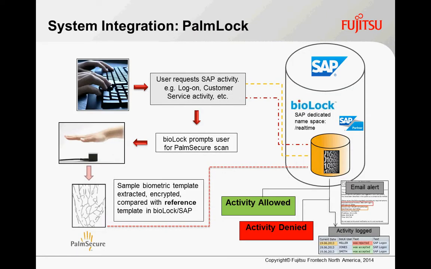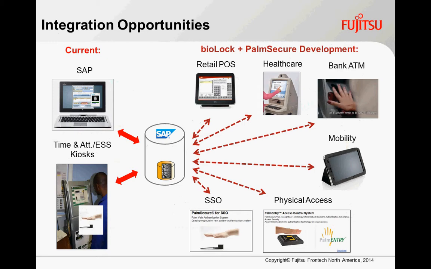Here we're taking a look at the overall system integration. When a user inputs a request from a PC or a kiosk or other device, that request will be seen by the bioLock Control Center. And if the activity is protected, the user will be asked to provide a quick palm vein scan, and that scan is compared to the reference template that's stored in the bioLock Control Center in SAP. The process will also check the user's credentials to see if they're allowed to do the activity that they're requesting. Based on all of that, the system will either allow or deny the activity, and then the event will be logged to create a tamper-proof audit trail, and if necessary, we can send a silent email alert in case of any suspicious activity.